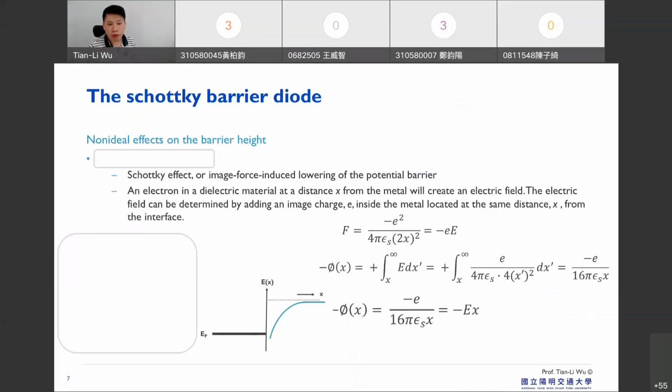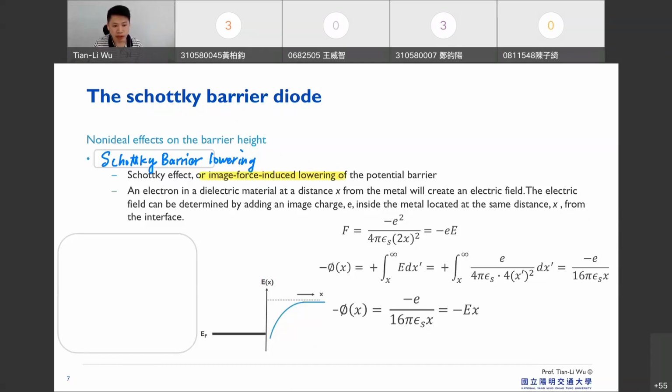Okay, however, when we consider the Schottky barrier diode, there's a very important non-ideal effect on the barrier height, which we call the Schottky barrier lowering effect. The Schottky barrier lowering effect is sometimes considered to be due to the image-force-induced lowering of the potential barrier here.